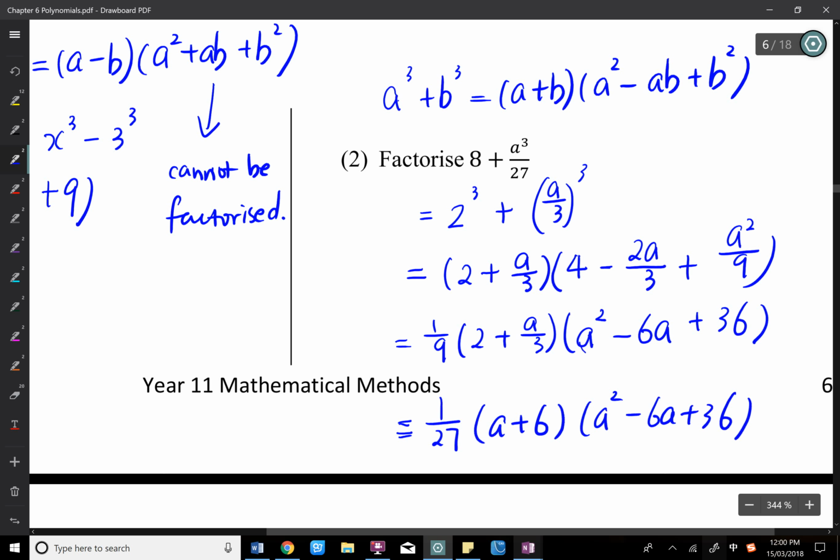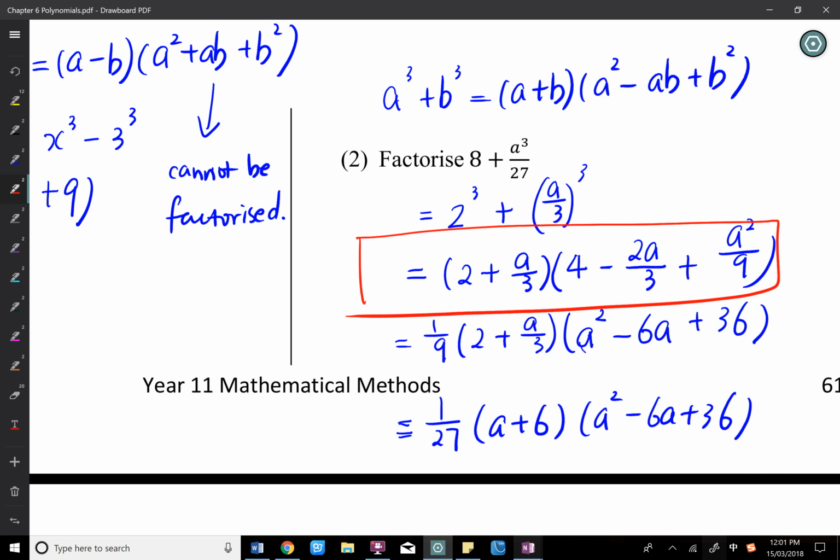You don't really need to. You can make your answer stay like that. But you need to see that's a quadratic for the second bracket. That's a quadratic, and this quadratic cannot be factorized.